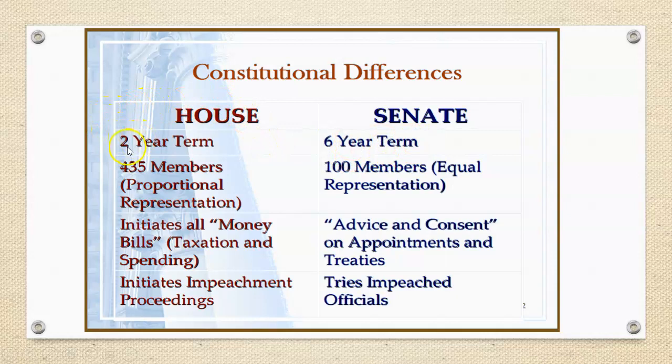Last November, actually it was last month, every member of the House of Representatives was up for re-election. Every 2 years, all 435 members are up for re-election. Senate, there's 100 members. A third of them, about 33, are up for re-election every 2 years. Their terms overlap one another.